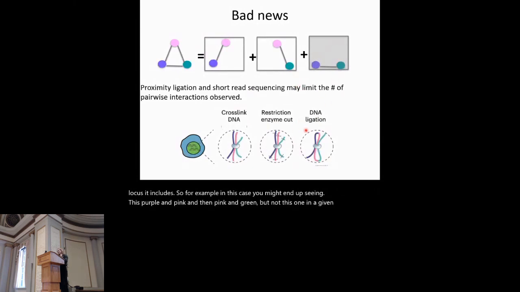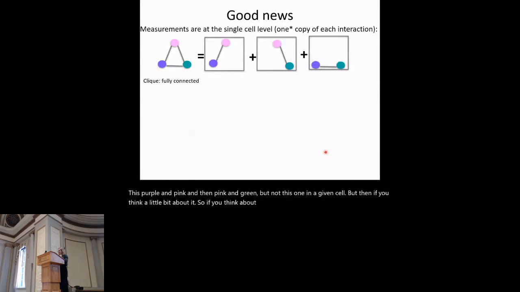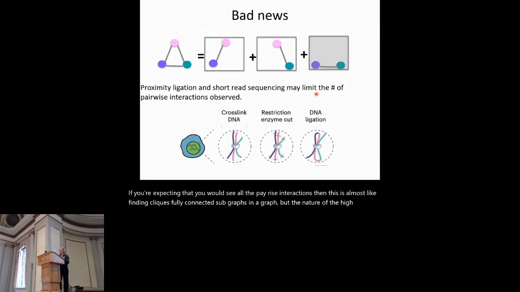But then if you think about it, if you're expecting that you would see all the pairwise interactions, then this is almost like finding cliques, fully connected subgraphs in a graph, but the nature of the Hi-C data is very unlikely to provide that.